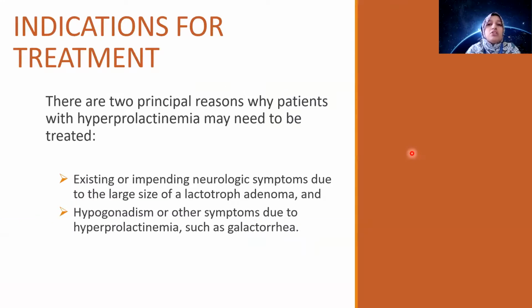Now, what are the conditions or indications for treatment? There are 2 principal reasons you have to treat hyperprolactinemia. Number 1 is existing or impending neurological symptoms due to the large size of the lactotroph adenoma. And number 2 is the hypogonadism or other symptoms due to hyperprolactinemia, such as galactorrhea, because the patient is symptomatic and needs treatment.